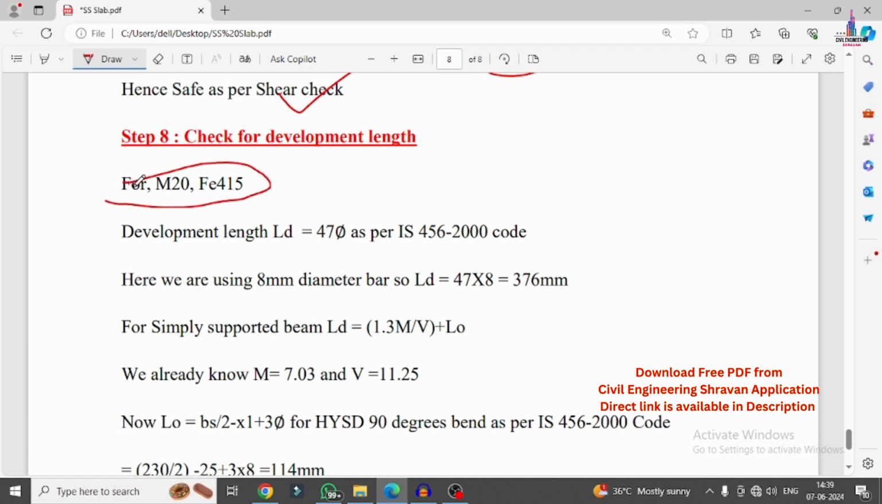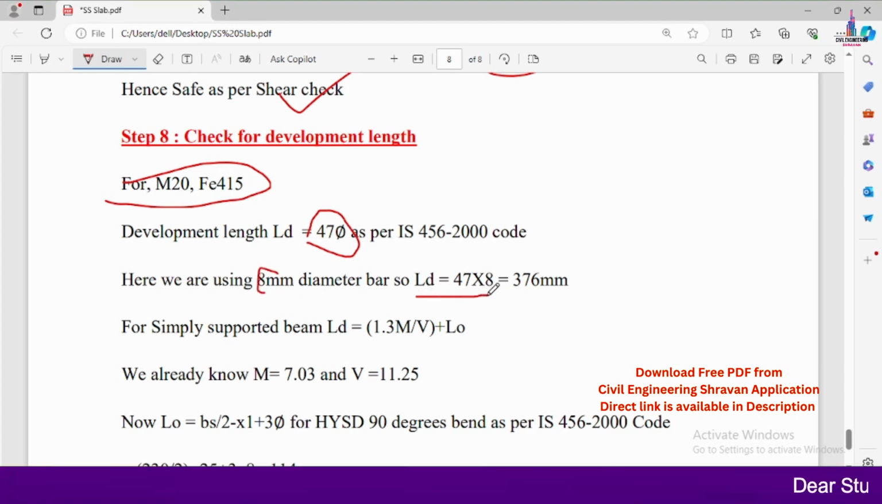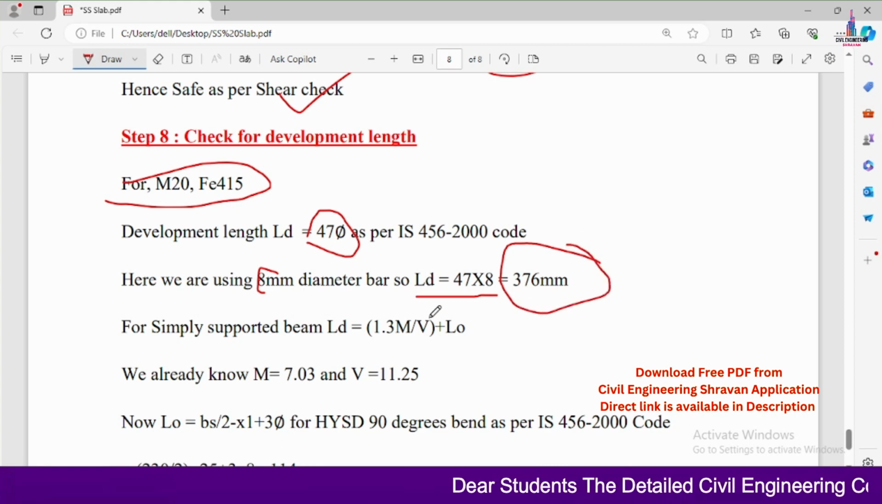Basically, for the development length for M20 grade concrete with 415 grade steel, for the HYSD bar, we have the development length Ld equals 47 phi, where phi is the diameter of the bar used for the main bars. As per the calculation, we used an 8 mm diameter bar. So Ld equals 47 into 8, which comes to 376 mm.